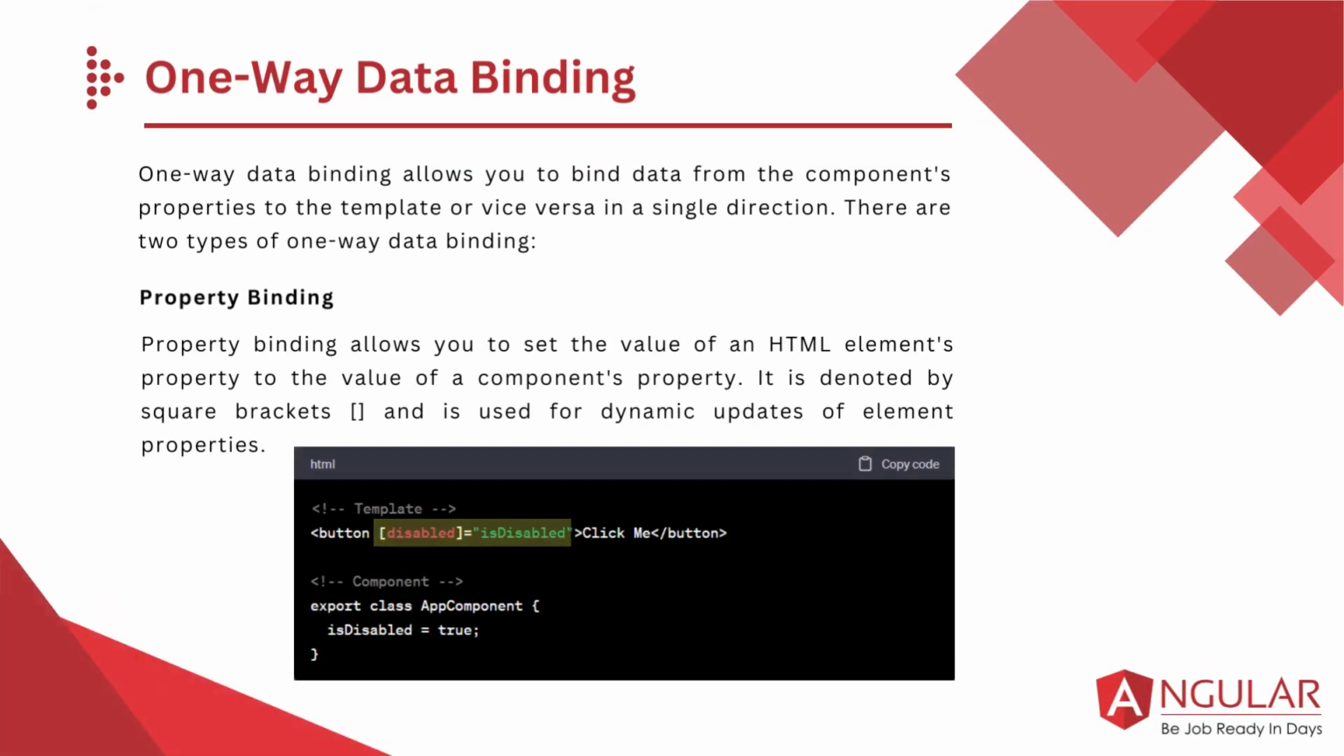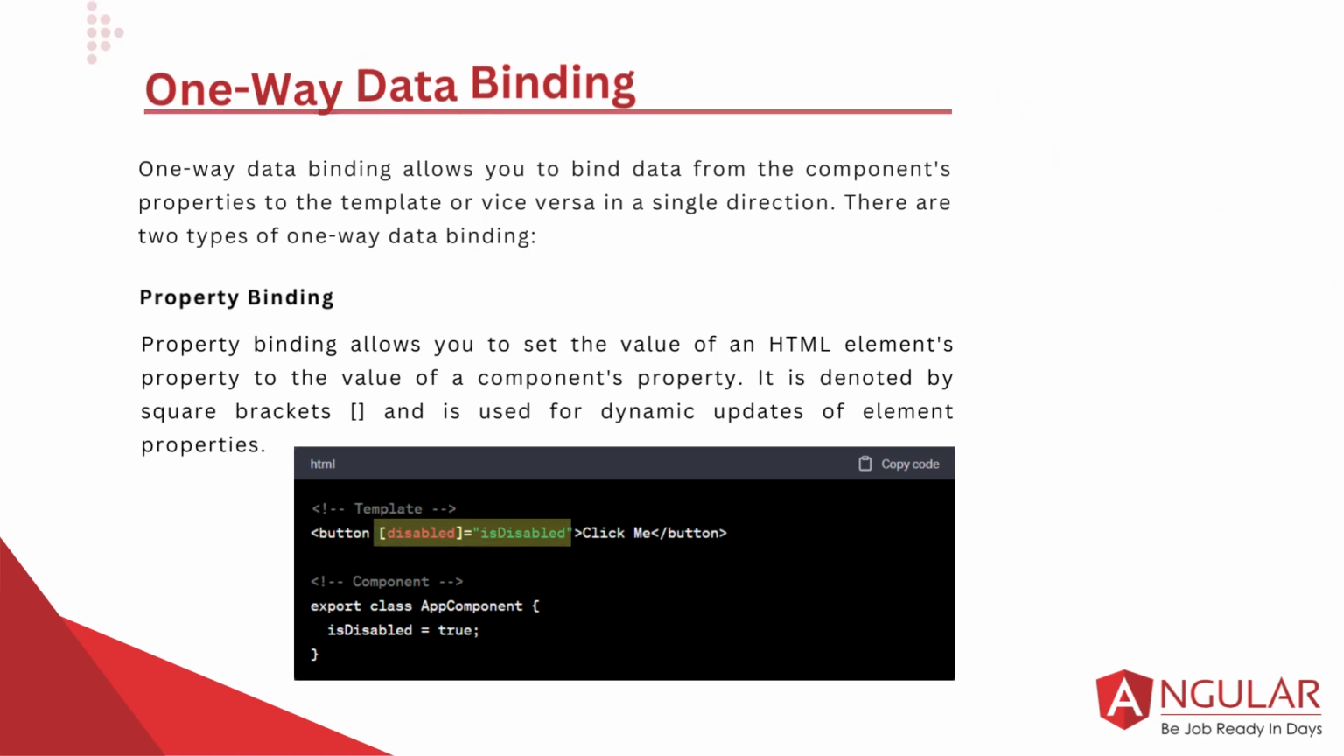3. One-way data binding. One-way data binding allows you to bind data from the component's properties to the template or vice versa in a single direction. 3.1. Property binding. Property binding allows you to set the value of an HTML element's property to the value of a component's property. It is denoted by square brackets and is used for dynamic updates of element properties.